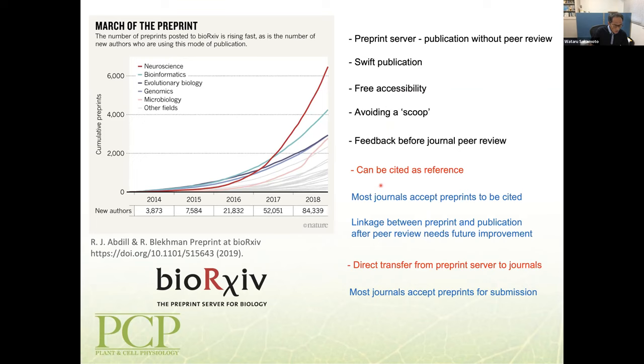Recently, most journals have confirmed that preprints can be cited as a reference, and many journals have a direct transfer system from the preprint server, which means that most journals accept preprints for submission. The only thing arising now is the divergence of citations to the same work published as a preprint and in peer review journals, because sometimes the linkage between those two papers is not clear in the end. But anyway, preprints are becoming a more and more general strategy as a part of manuscript submission, as we can find in this slide.